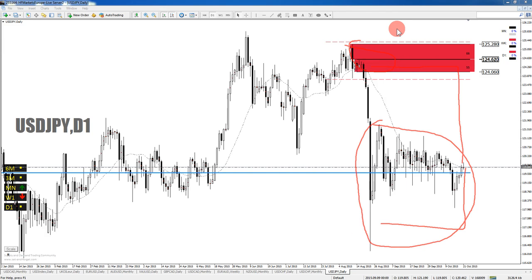So no areas of demand have been taken out. In order to have consolidation, we need to have areas of demand taken out in a downtrend, or the opposite.